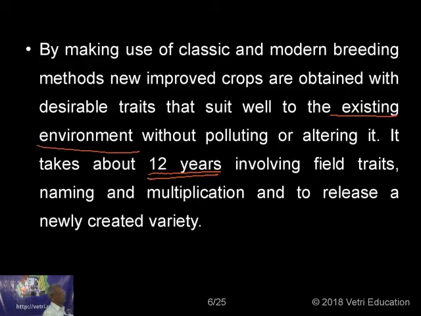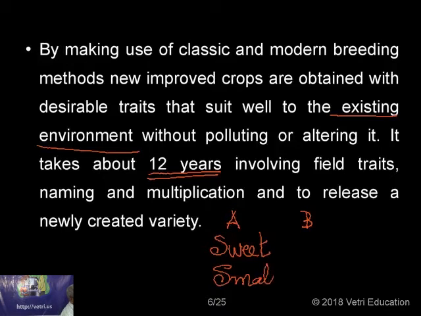As I was telling you, plant A will have one desirable character. Plant B will have another desirable character. But both of them will also have another undesirable character. For example, the fruit of A may be sweet, but at the same time, it will be small also. So it will not have a market value, commercial value will not be there for this fruit. But B will have a fruit that is sour, but at the same time it will be large in size.